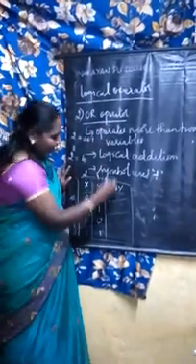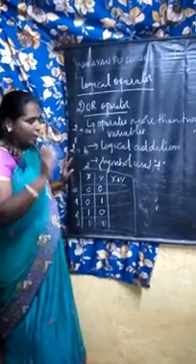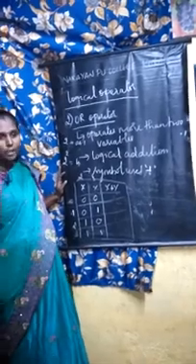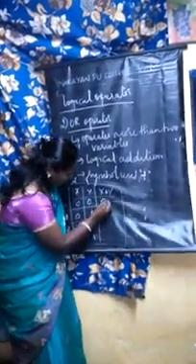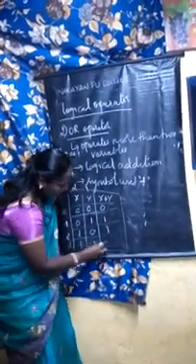Now we consider the OR operator. If any one input is 1, the output is 1. If both the inputs are 1, the output is 1. If both the inputs are 0, the output is 0. That is 0 plus 0 is 0, 0 plus 1 is 1, 1 plus 0 is 1, 1 plus 1 is 1.